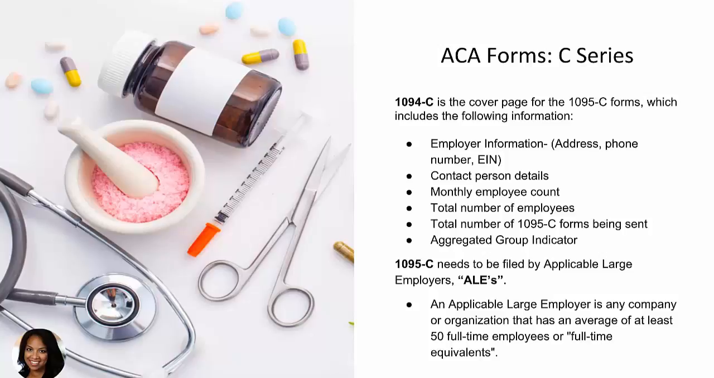The 1094C serves as the cover page for the 1095C forms, except this cover page is a little bit more extensive. So the 1094C cover page includes employer information, contact person details, monthly employee count, total number of employees, total number of 1094C forms being sent out, as well as aggregate group member information. And all that doesn't even cover everything that is on the 1094C. The list does go on, but once you've gathered all that information needed for the 1094C, ALEs must also file the 1095C for each of their employees.